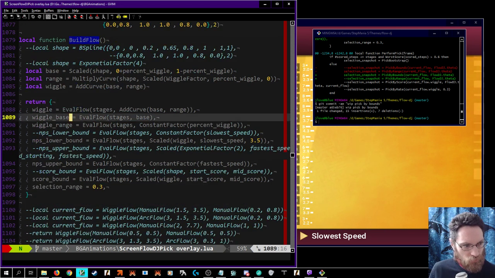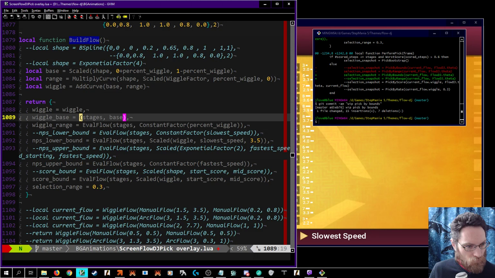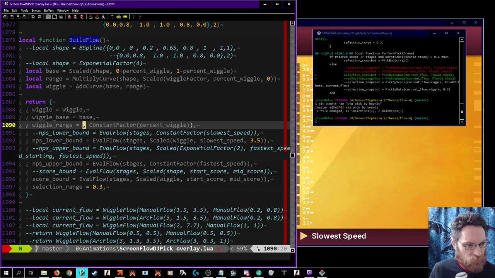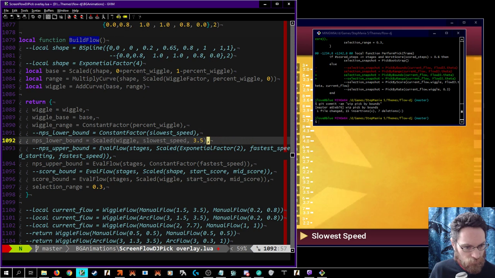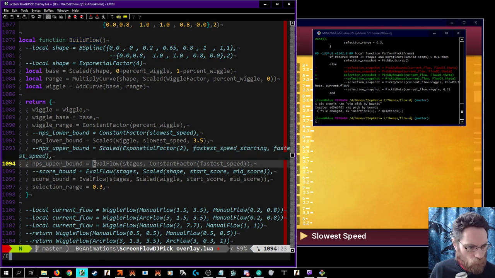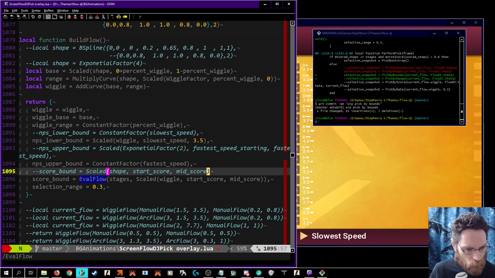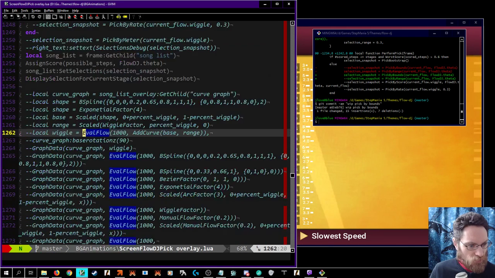So if we remove the eval flow from all this, then we can reference these curves, which this is currently a wiggle. This is base. This is constant. The rest of this was down here. We would kind of have to do that. Was that another one? That was actually, it's the function itself.